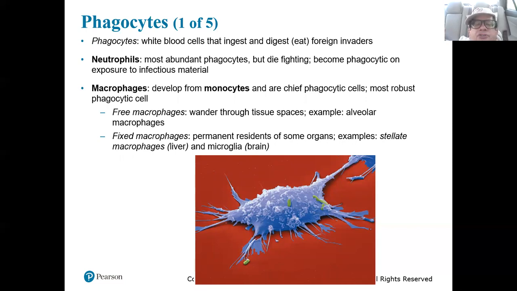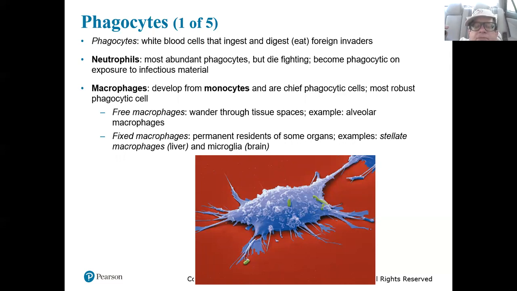But macrophages are monocytes that grow up, and they are the big eaters. They're the best. They're the second cells that are going to come. You have free macrophages. Those are ones that are like a cop walking the beat. They literally are moving through the body looking for things that don't belong. Then you have fixed ones. That would be like a soldier posted at a checkpoint, checking to make sure everything that goes by is okay and what it should be.